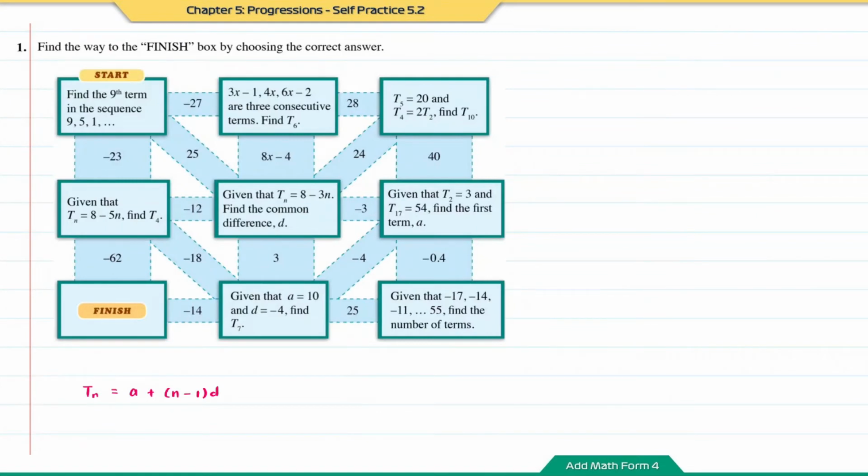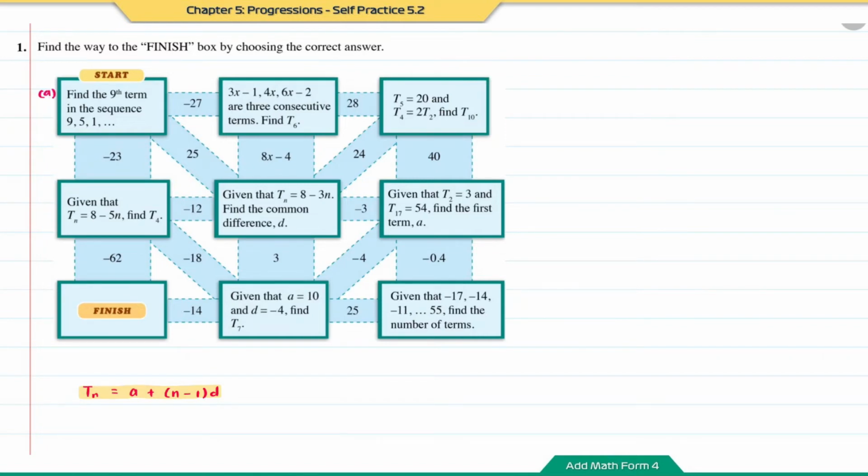Self-practice 5.2, question number 1. Find the way to the finish box by choosing the correct answer. So here, this is the formula for you to find the nth term in an arithmetic progression. The A is the first term and the D is the common difference. So we're going to start from the first box here. I'm going to label the first box as A.